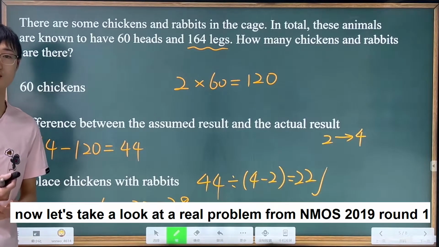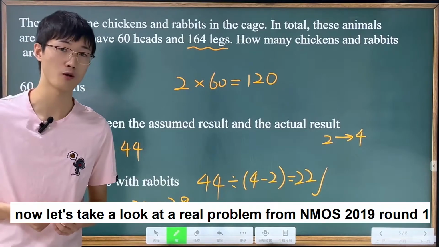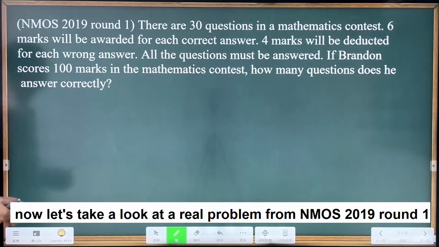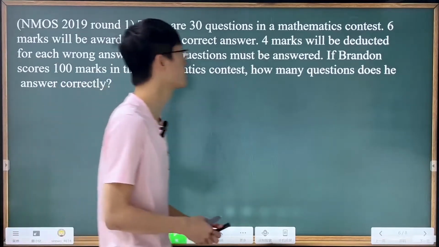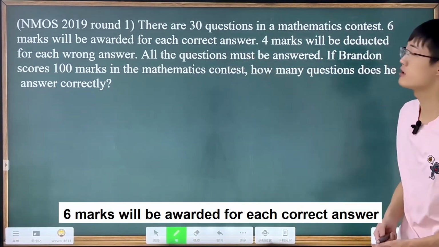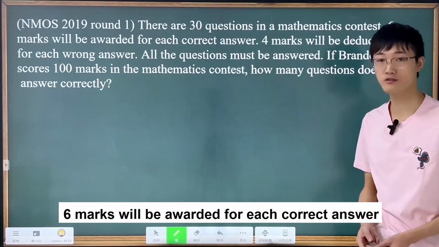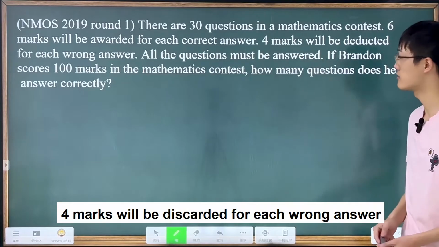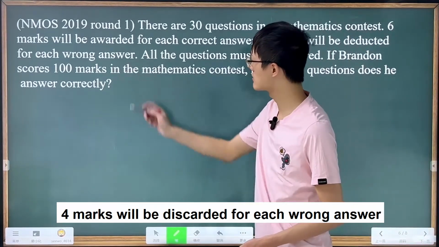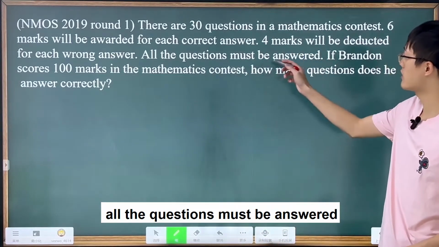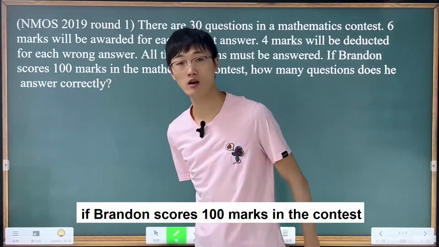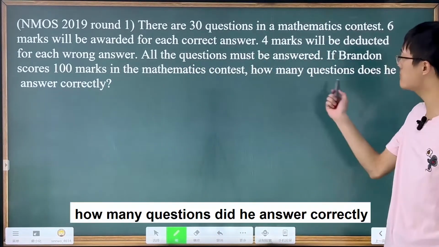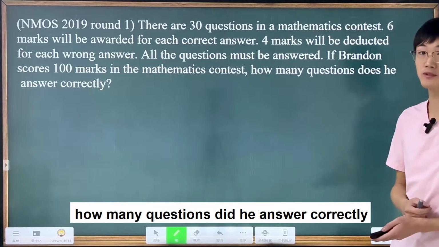Now let's take a look at a real problem from NMOS 2019, round 1. There are 30 questions in the mathematics contest. 6 marks will be awarded for each correct answer. 4 marks will be deducted for each wrong answer. All the questions must be answered. If Brandon scores 100 marks in the contest, how many questions did he answer correctly?